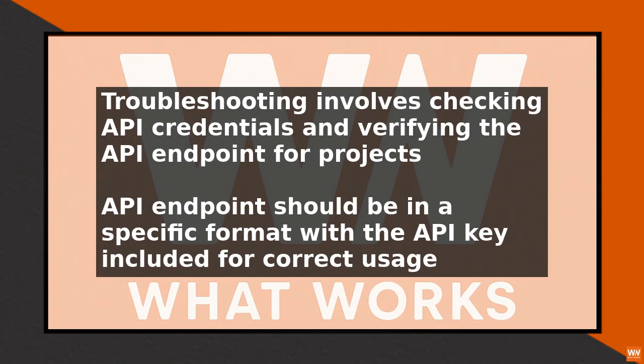Step 1. Check your API credentials. Make sure you are using the correct API key and that it has not expired. You can find your API key in the Alchemy dashboard under the project settings.